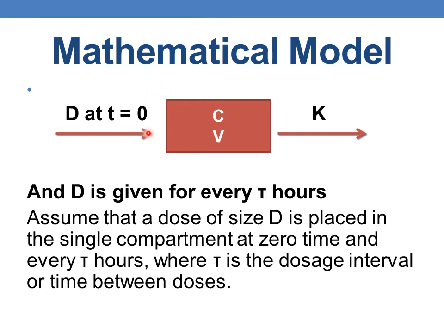Drug is given and this is the single compartment. C is the concentration of the drug, V is the volume of distribution, and K is the elimination rate constant. And assume that a dose of size D is placed in the single compartment at 0 time, and for every tau hours, or for every dosing frequency or dosing interval, a dose D of the drug is given.